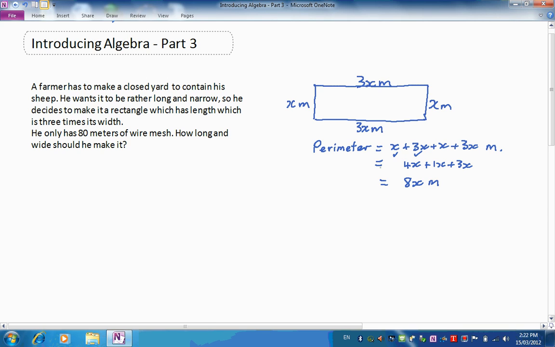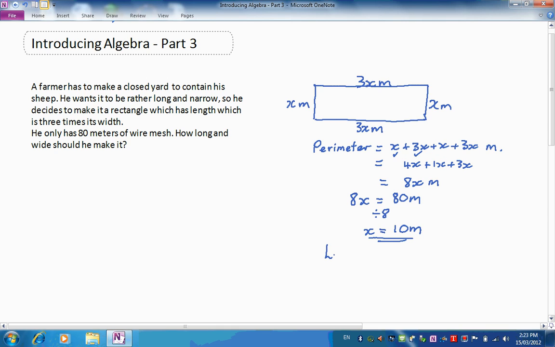So to solve the problem, we're going to say, well, 8 lots of the length x will come to 80 metres, the amount of wire mesh he has. So 8 lots of x is 80, that's 8 times x. To find out what x is, if we do the opposite and we divide by 8, x will be 10 metres. So what's the answer to the question?